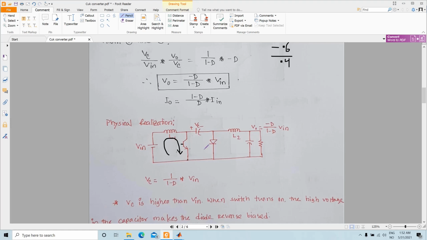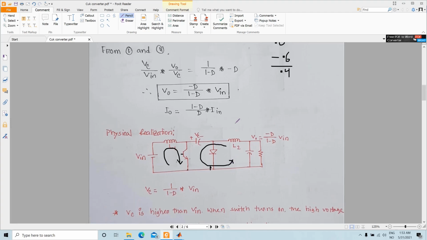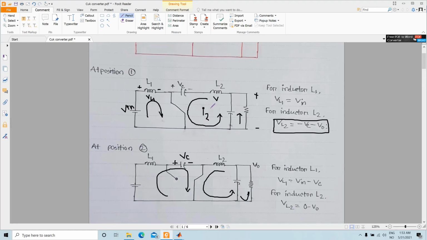This diode is reverse biased because this is short circuited. The positive terminal of the capacitor is connected here. That means the cathode of the diode has more potential than the anode, so this diode is reverse biased. So on the right hand side, your circuit is like this, which is exactly the same as the fundamental circuit diagram as shown here.